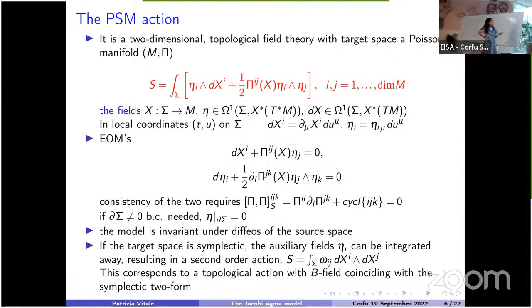If there is a boundary, we also need boundary conditions, and the boundary conditions amount to requiring eta to be zero on the boundary. It has been shown that the model is invariant under diffeomorphisms of sigma, and if the target space is symplectic, one can get rid of eta, which is somehow an auxiliary field. One can integrate out eta, and one gets this action here, where omega ij will be the symplectic form inverting the Poisson tensor. And this is a kind of topological action. This B field is actually the symplectic form that I have there. But as I said, one can integrate out eta only if Pi is invertible.